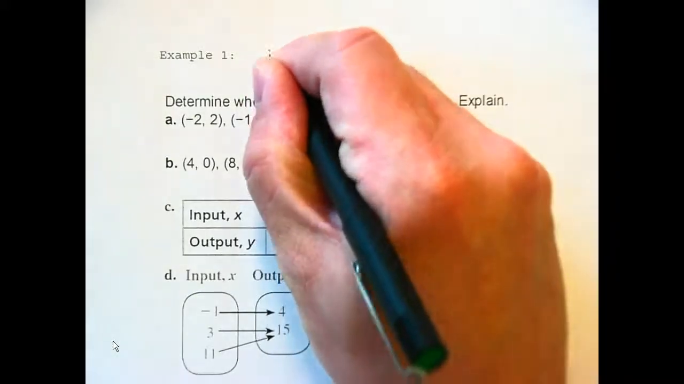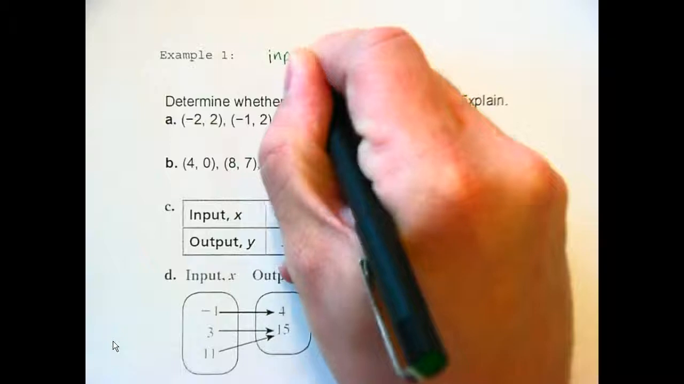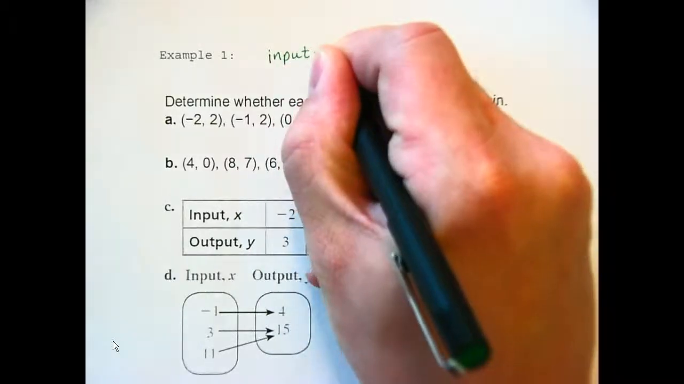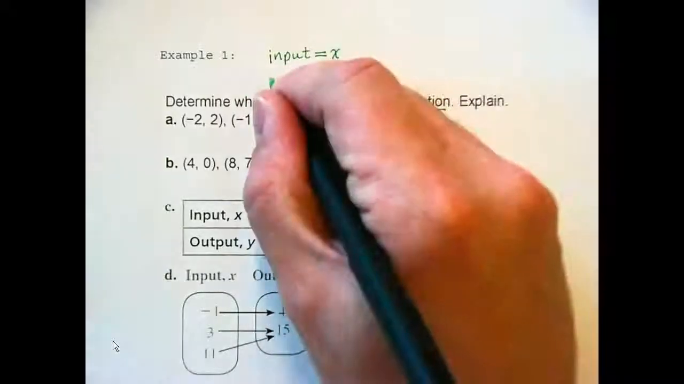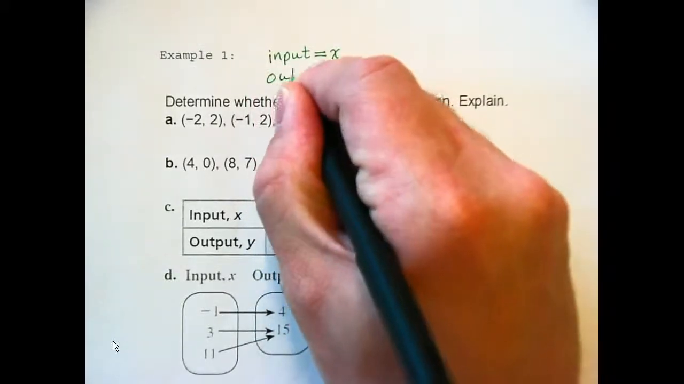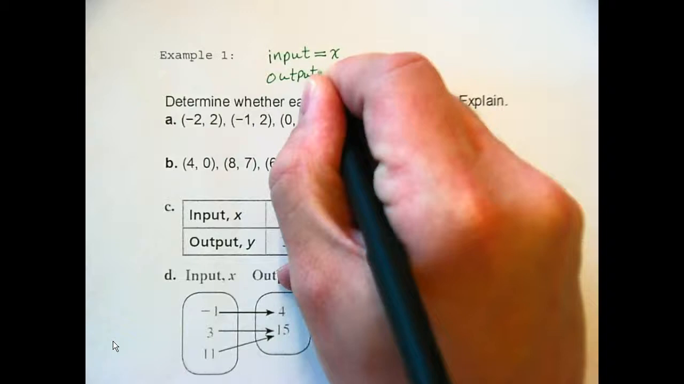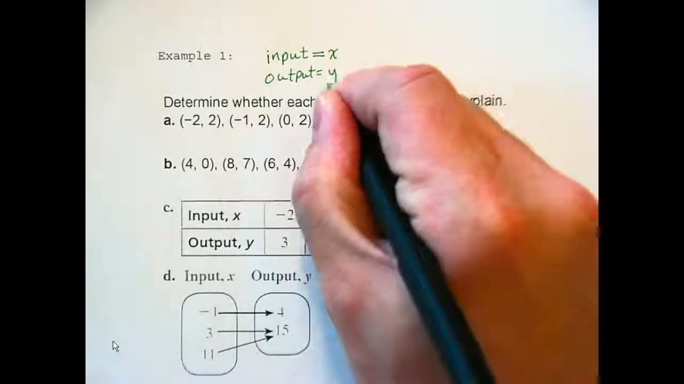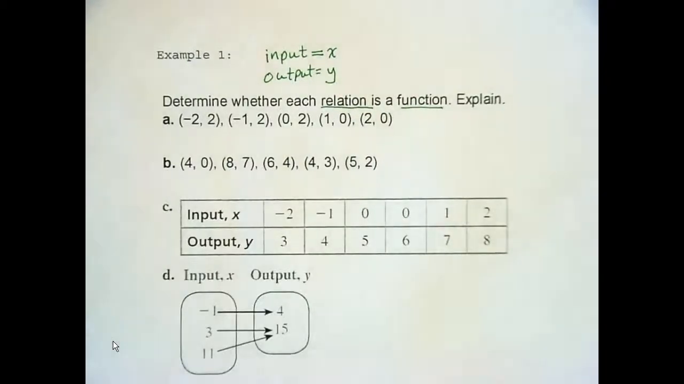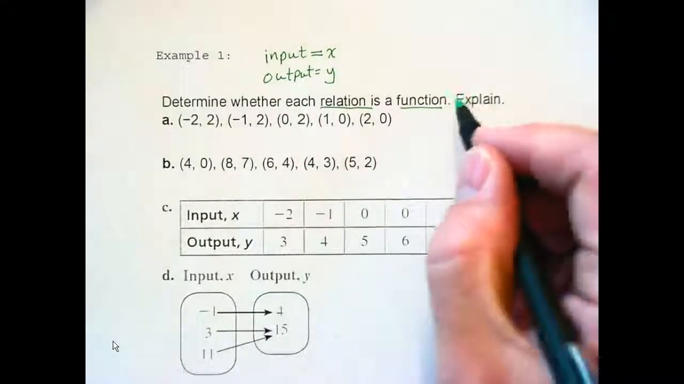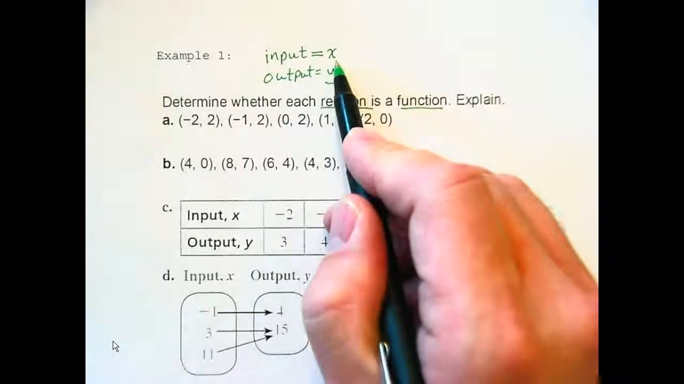Can one output have more than one input? Yeah, it can. Yeah, let's talk about that here in a minute. Okay, the word input means X. The word output means Y. All right, so some pieces there. So a function is when each input has only one output.